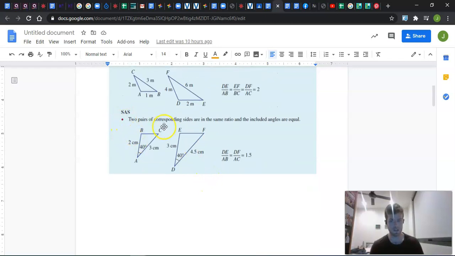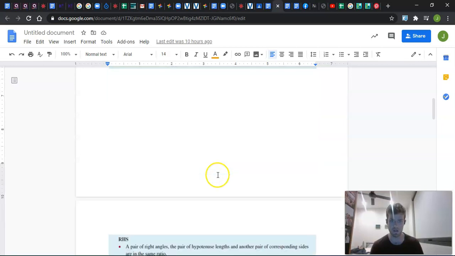The third test is side-angle-side, but unlike congruent triangles where the sides have to be the same, these just have to be in the same ratio, and the angle has to be in between those 2 sides. So you can see 2 to 3 and 3 to 4.5 both have a ratio or a scale factor of 1.5, and the intervening angle is 40 degrees.